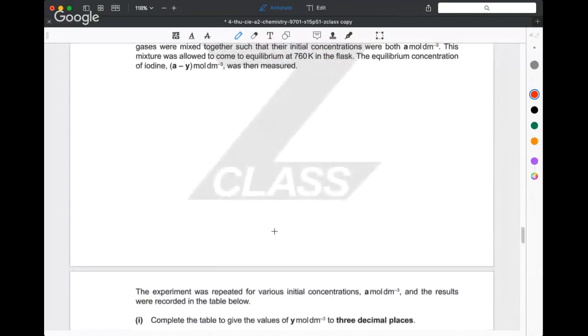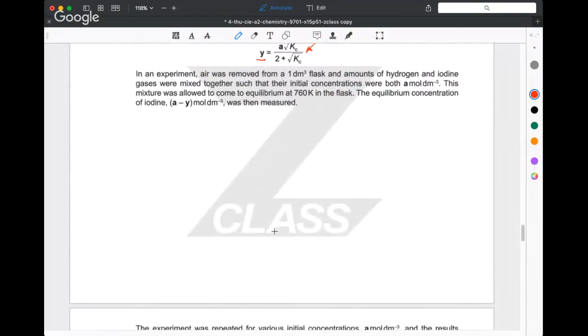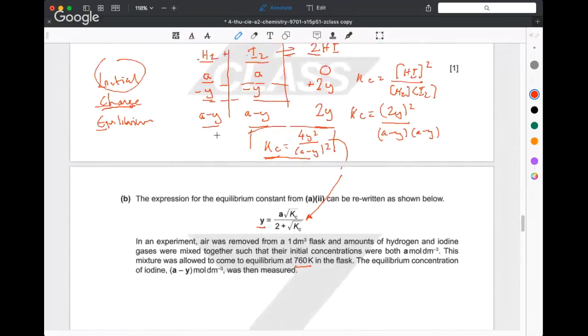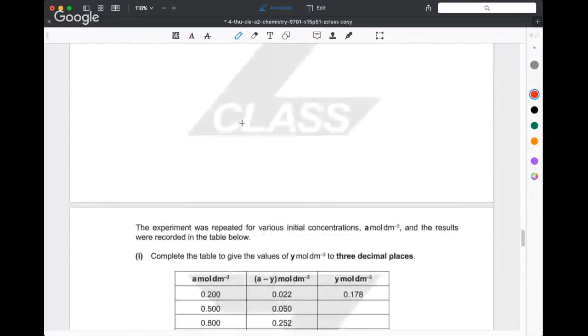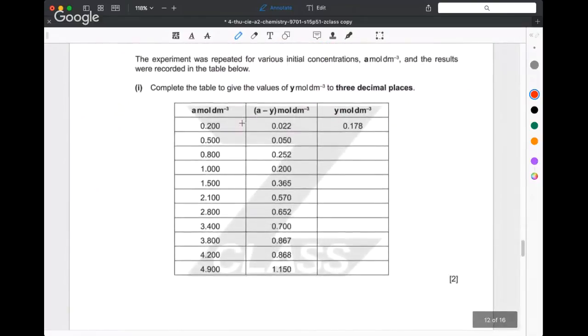Then they do an experiment. In this experiment, they're mixing the hydrogen and iodine. They're taking air out of the flask, and you've got a particular temperature. And you're measuring the equilibrium concentration of iodine, which is A minus Y, yes? They give you the results from this experiment, and you've got this little calculation to do here, and you've got to fill in all the values down here, and you do that by subtracting that value from that value.